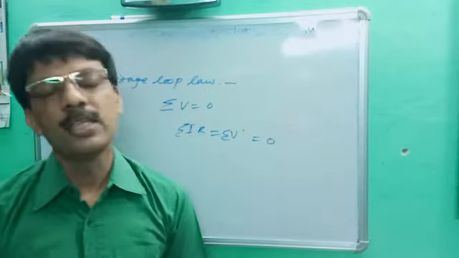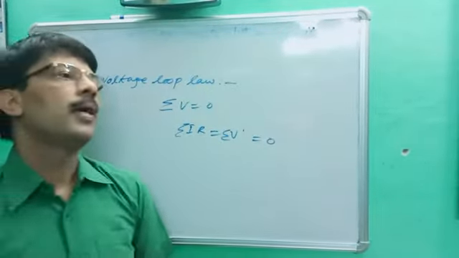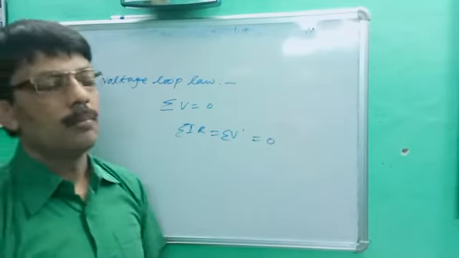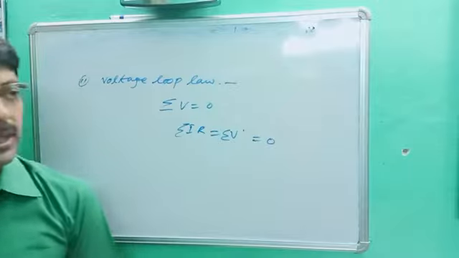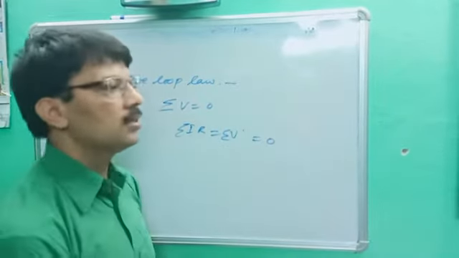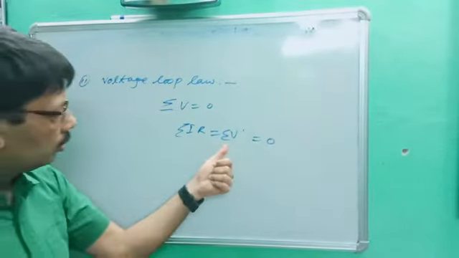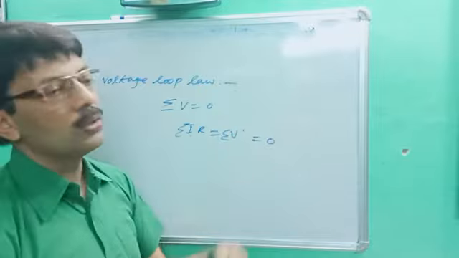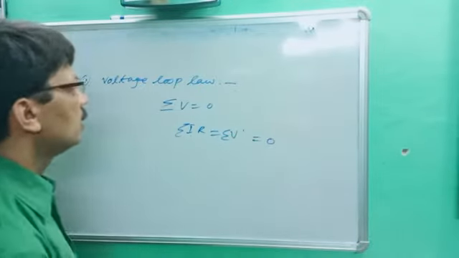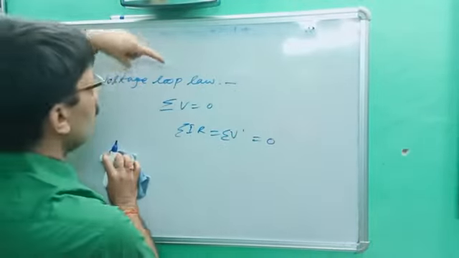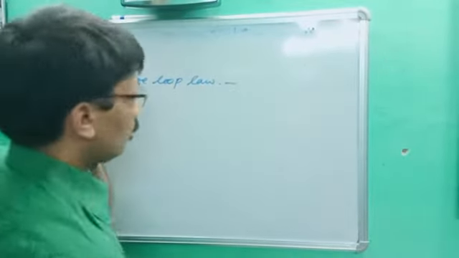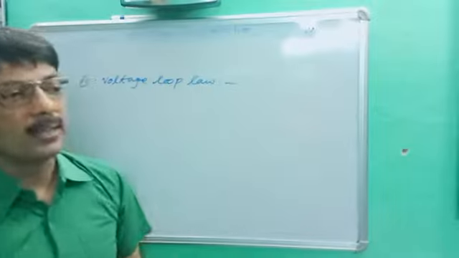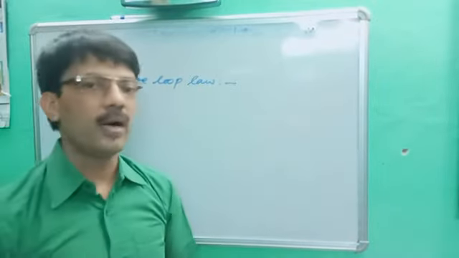Once again, it is based on conservation of energy. According to this, the multiplication of flowing current and corresponding resistance will be equal to the total voltage, and that will be equal to what? 0. Okay, so this is all about your voltage loop law. Now, to solve with the voltage loop law, there are certain rules. So first you have to find out the rules.